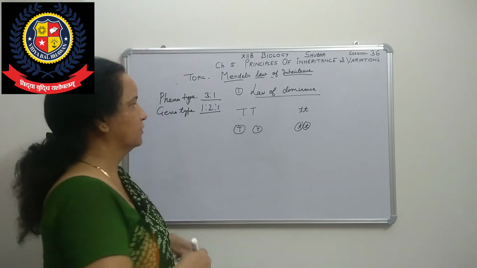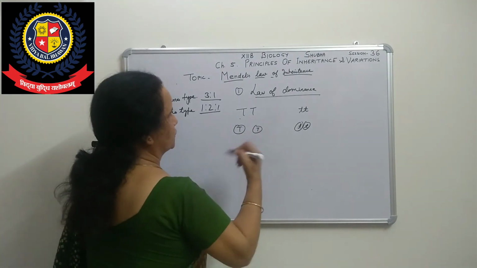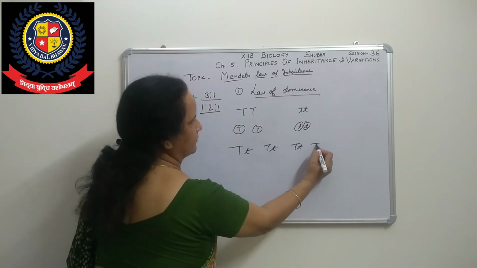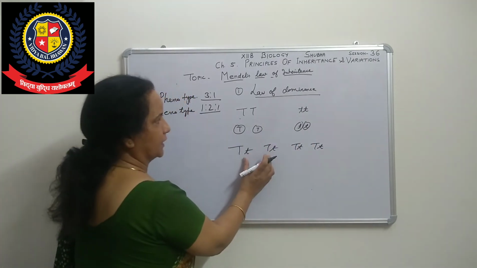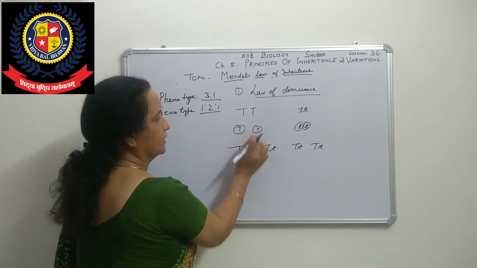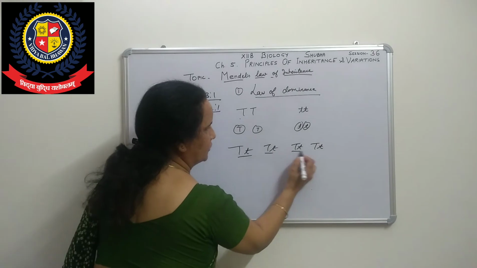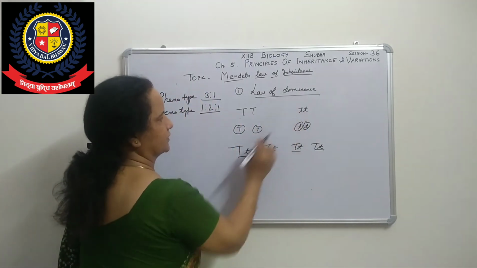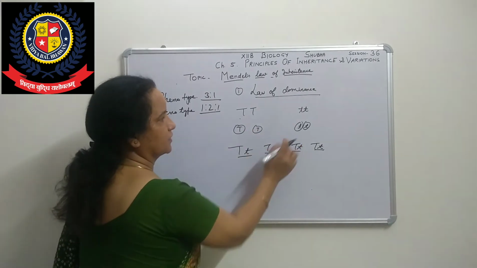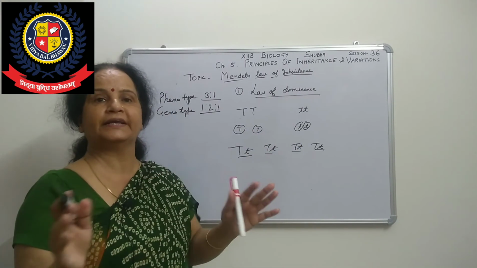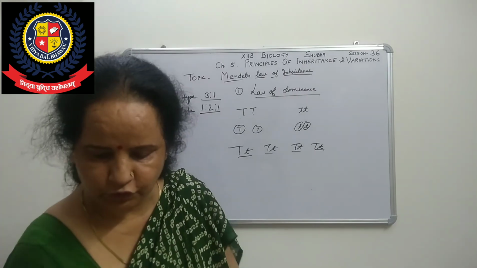As we see, when we cross capital T and small t, we get offspring like this. In each offspring we are getting both, one of this and one of this. So these gametes will come together, and there is no blending. I will show you that also here.